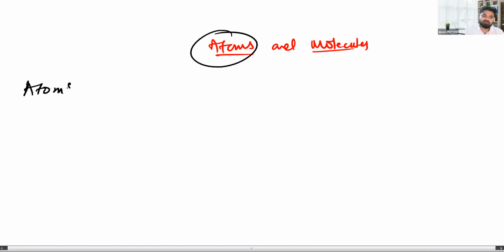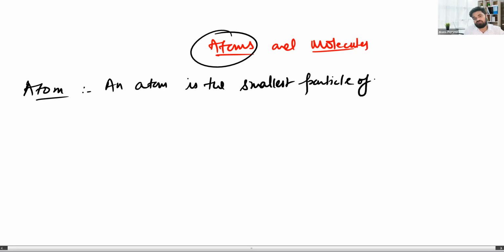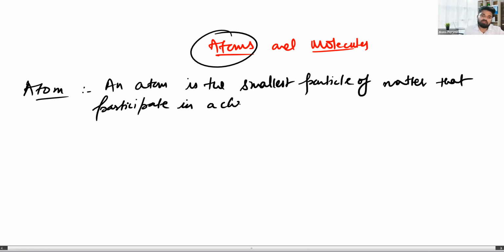So according to Dalton, an atom is the smallest particle of matter that participates in a chemical reaction. Okay, and what are molecules?